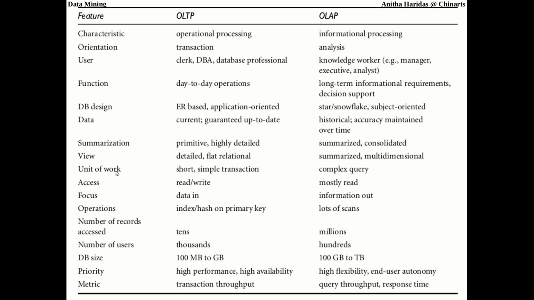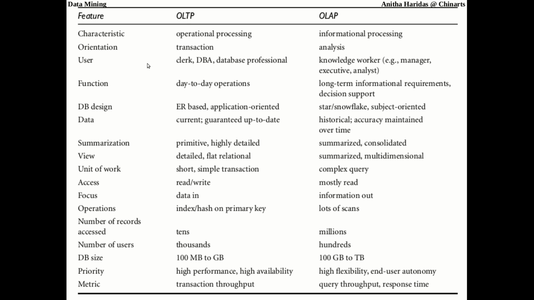And in the unit of work, OLTP has very short queries, very short SQL queries will be used, and it is generally used for simple transactions. You just store data and you retrieve data. Whereas OLAP is going to have very complex queries. And accessing, we have seen already, OLTP will have read and write access, whereas OLAP will have read access.